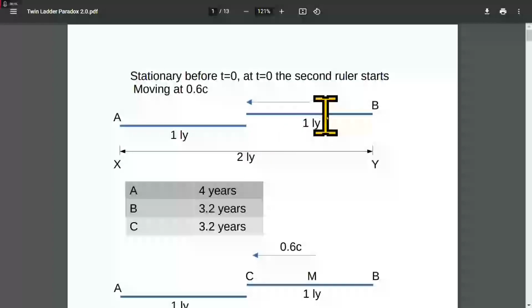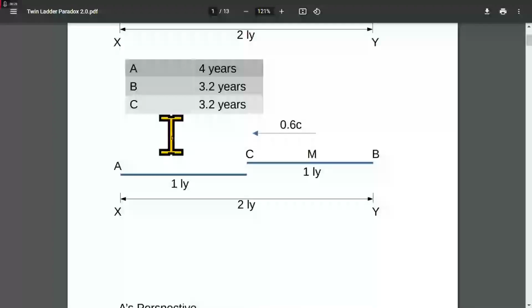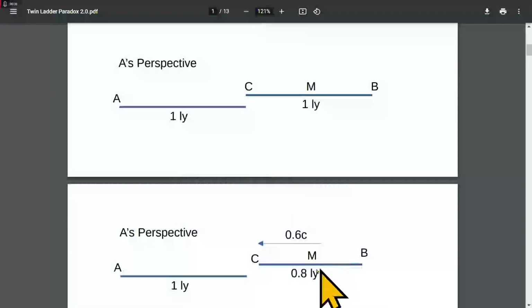Now, when one ruler is moving, both rulers will interpret the other ruler as having length contraction. And once the two rulers pass each other, they would both have moved the same distance, right? Which would be the distance of the other ruler. So it will look something like this. From A's perspective, A would see B as contracting in length and then moving to the left. From B's perspective, B will see A as contracting in length and then moving to the right. They would both see the exact same thing.